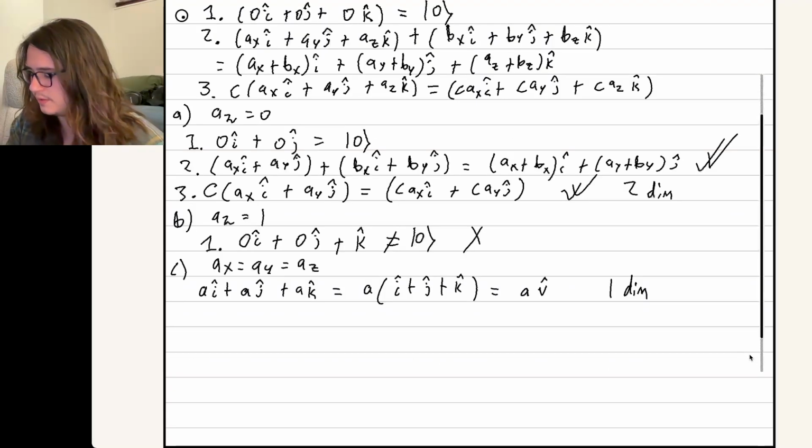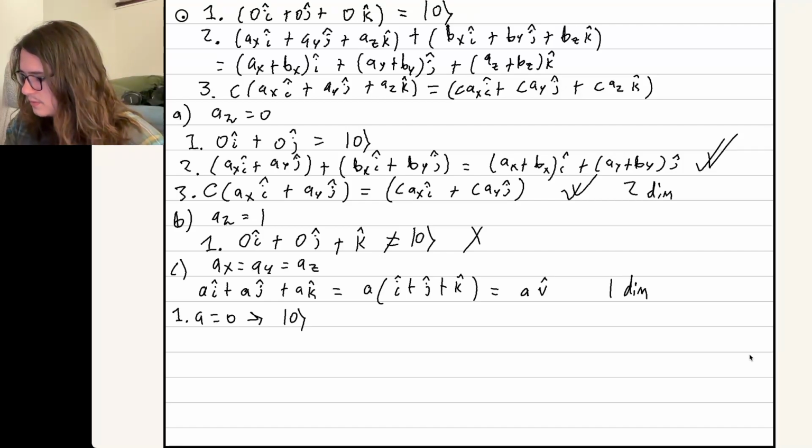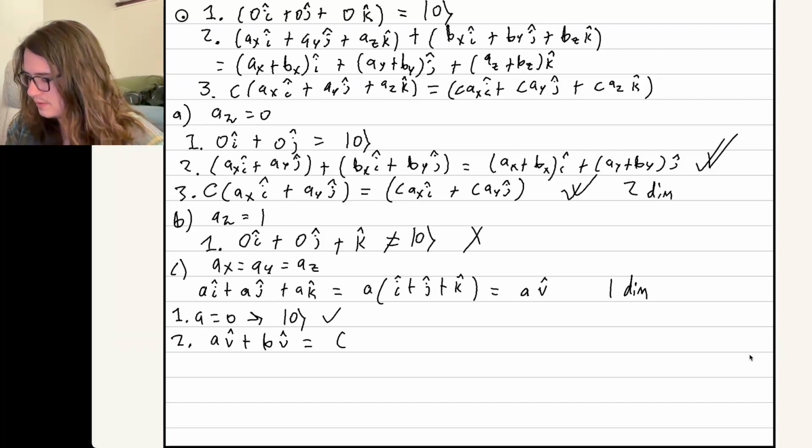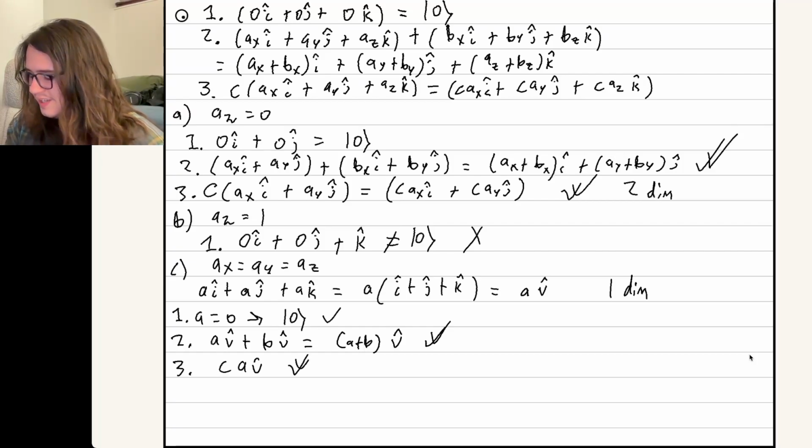So does the null vector exist? Yeah. You can set a to 0, and then you get the null vector. So it passes the first test. Is it closed under vector addition? If we say a v hat plus b v hat, we just get a plus b v hat. So it's closed under there. Is it closed under scalar multiplication? Yes, it's closed under scalar multiplication. So this is a vector space as well, just a 1-dimensional one. All right.